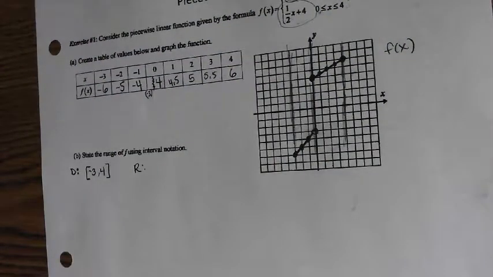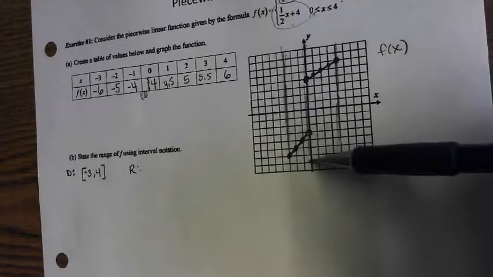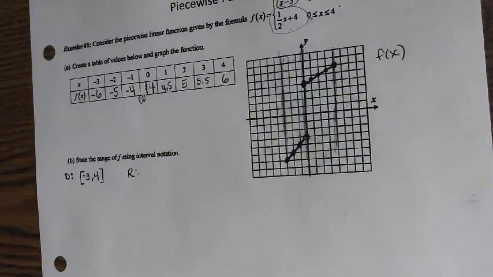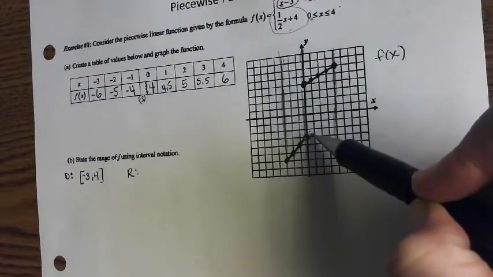How about the range? The low to the high: the lowest is -6, the highest is +6. Do we hit every single y value between those two, or are there any y values that we skip? What do you think, Natalie? We skip some. So what do we skip? What y values do we skip? Say it again. Not -4. Oh, -3. -3.